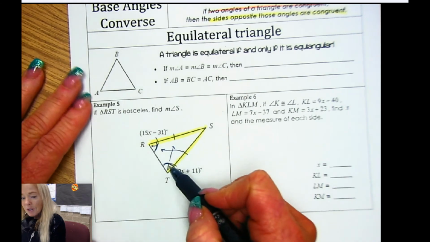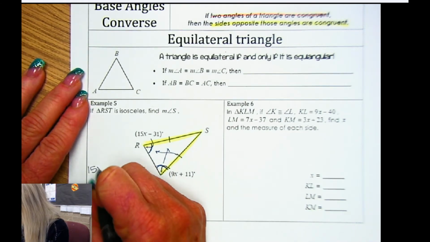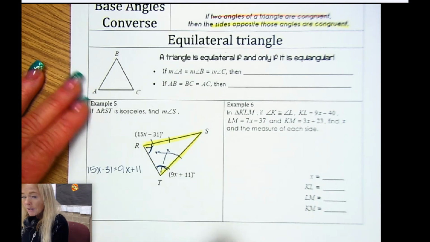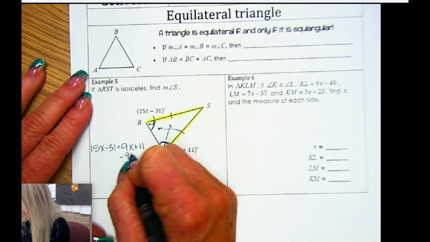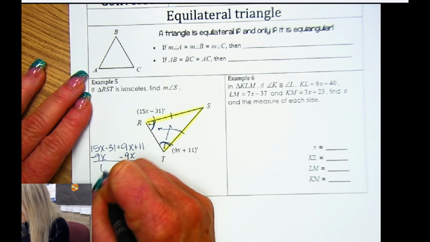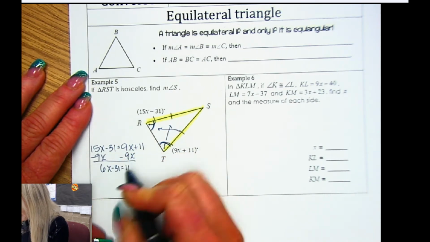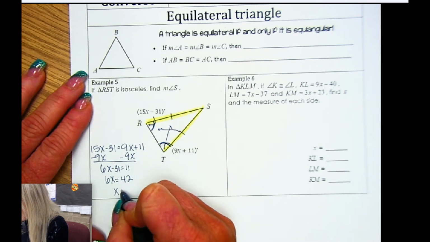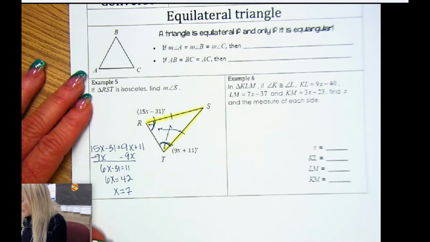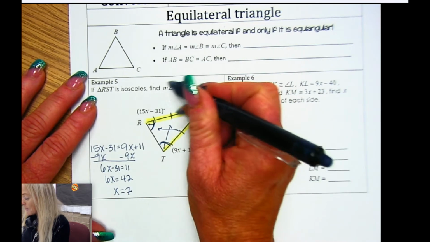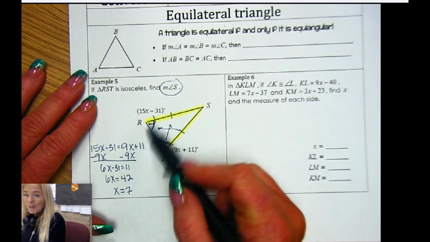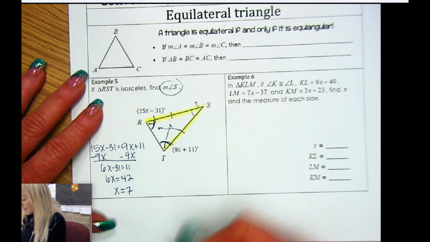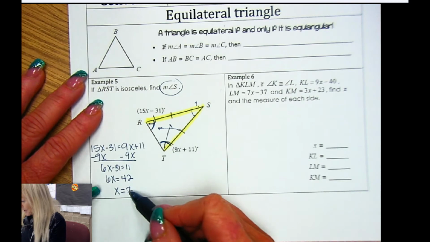So if they're congruent to each other, we would set up that 15x minus 31 must be equal to 9x plus 11. So if you subtract 9x from both sides, you get 6x minus 31 is equal to 11. Add 31 to both sides, you get 6x is 42. Divide by 6, your x is 7. All right. Now, looking back at the problem, did it ask us to find x? No. It asked us to find the measure of angle S. Did I need x to do that? Yes. So it's a good thing I solved for x.